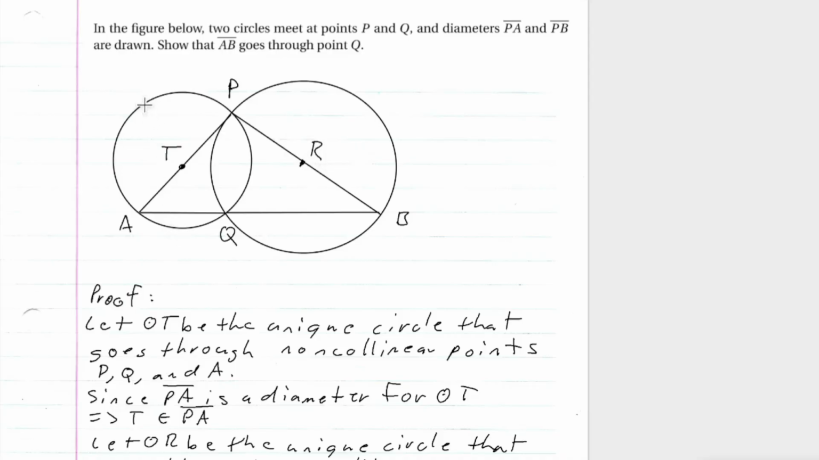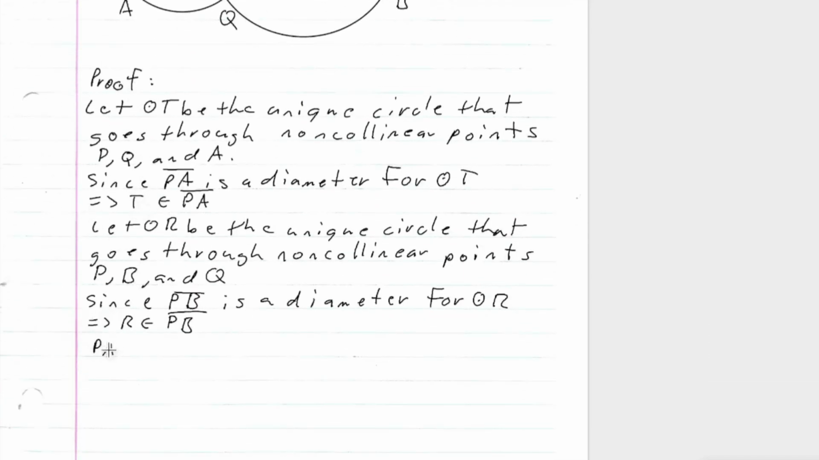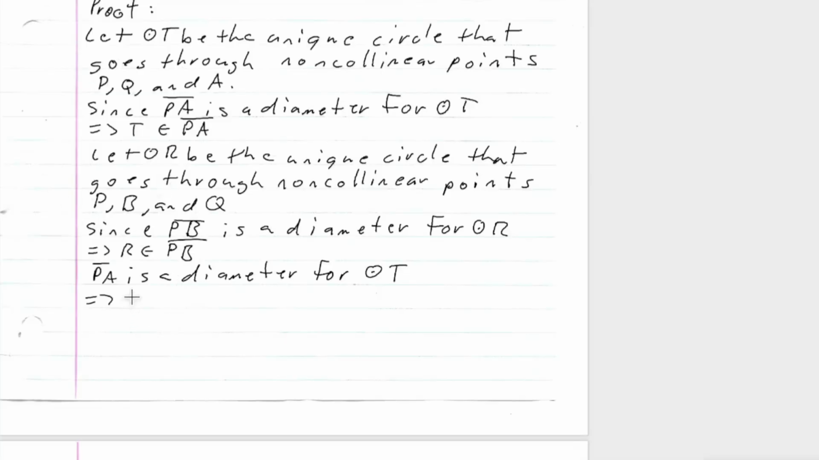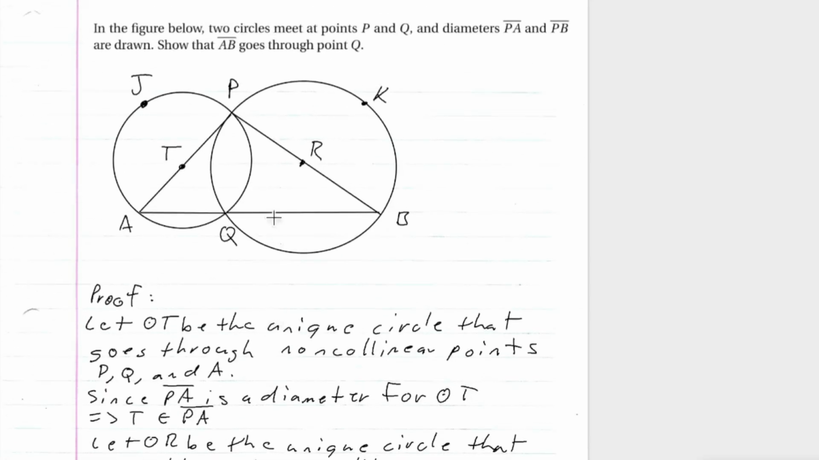Now, let's go ahead and label this J and label this K. We know that since PA is a diameter for circle T, this implies that PJA, this arc, is a semicircle, which implies that the measure of arc PJA is equal to 180. So we know this arc PJA is 180.